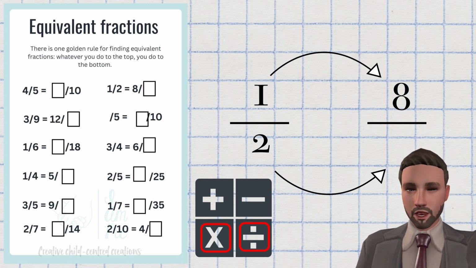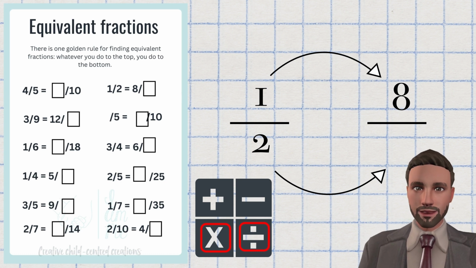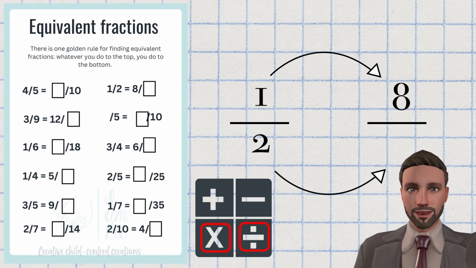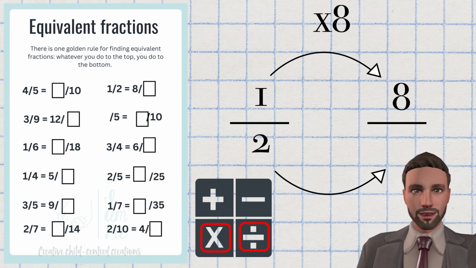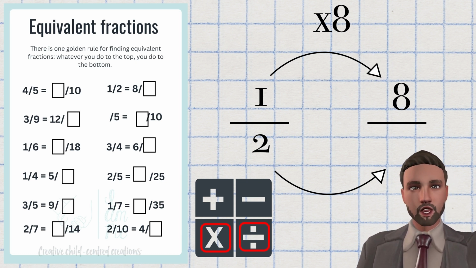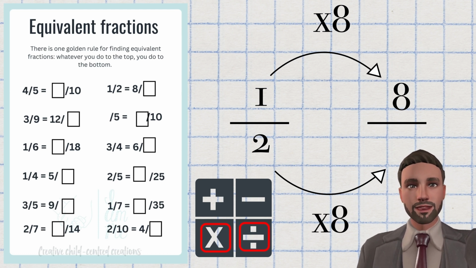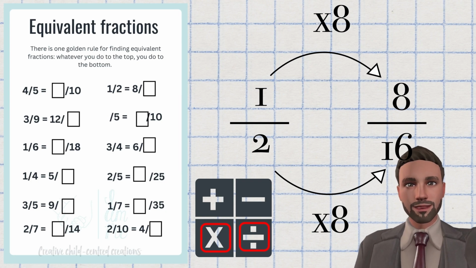So it goes from 1 to 8. Remember, we can't add or subtract. It's multiply or divide. 1 times by 8 equals 8. So we're timesing by 8. Bottom, 2 times by 8. The answer, 16. 1/2 is the same as 8/16.